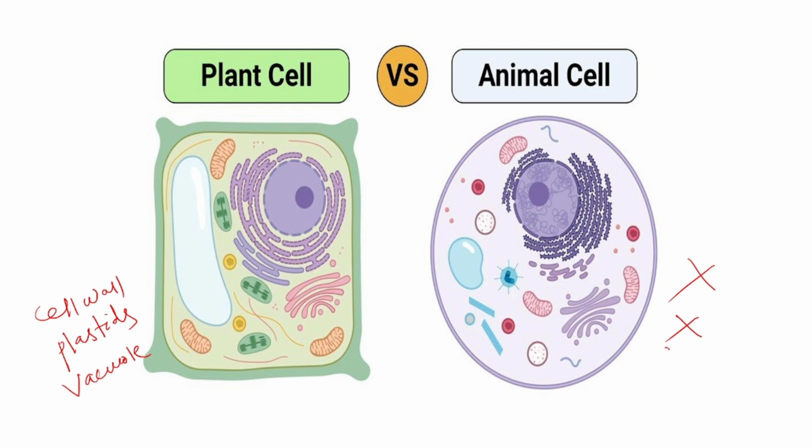In animal cells, there is a centrosome, but in plant cells there is no centrosome. So this is the different structure of plant cell and animal cell.